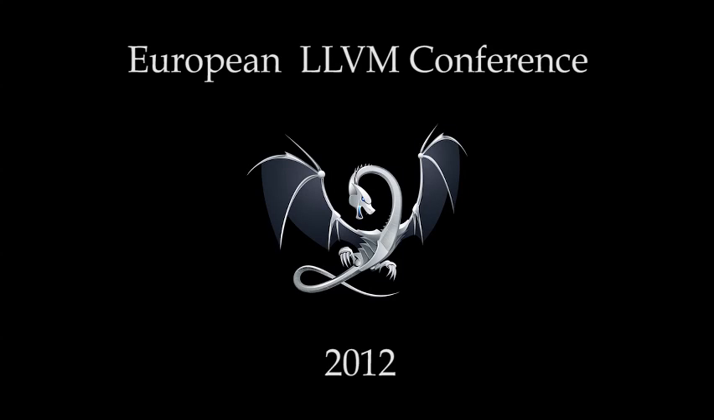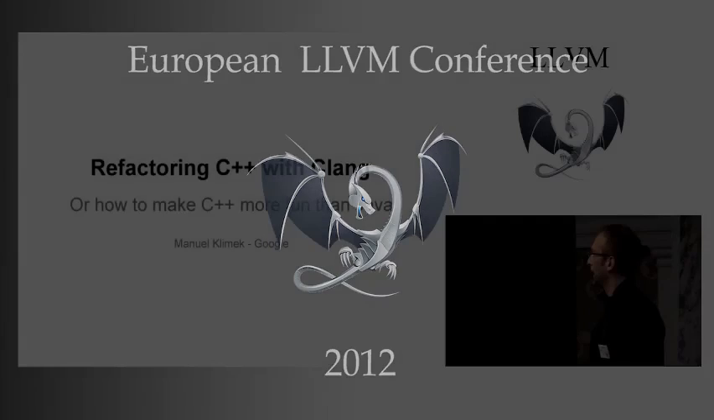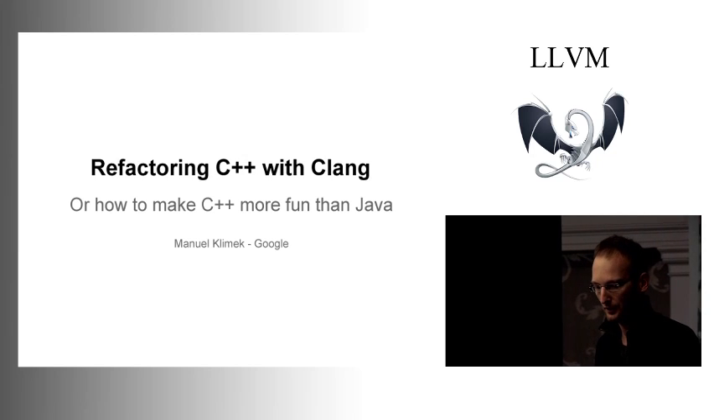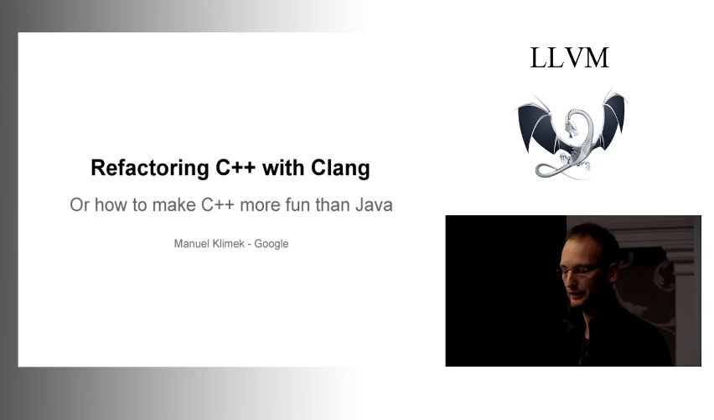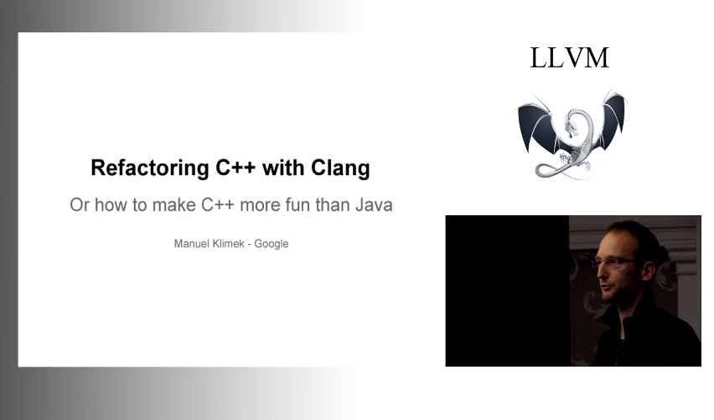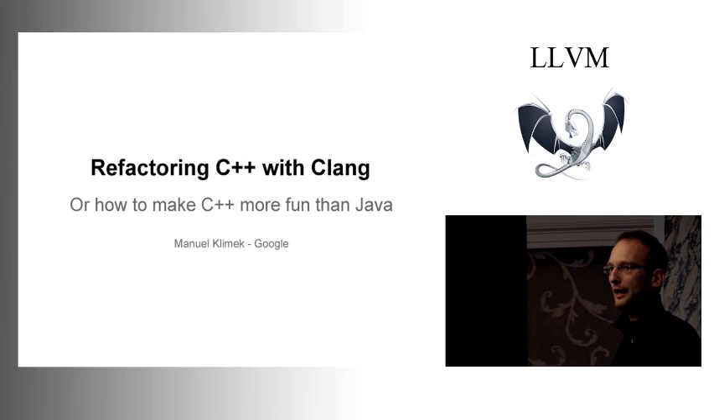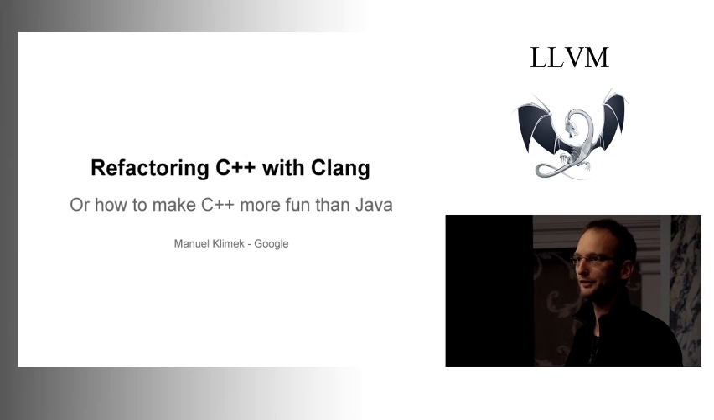I'm Manuel Klimek. I work at Google. And I want to make C++ more fun than Java. I work in the Munich office, where we're building up a team around C++ tooling and specific C++ refactorings. And you might ask, why is Google interested in that?